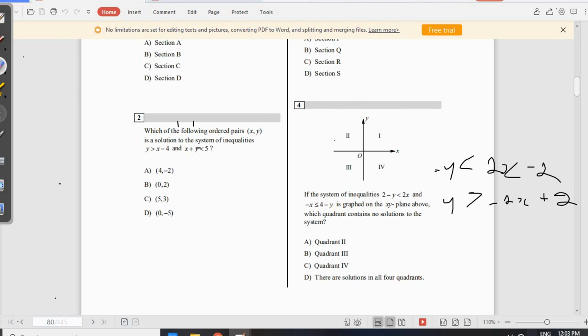This is a negative slope, it will be this way while touching the point. Let's say this point is 2. Okay, so we're just drawing a negative slope this way, and since it's greater than, it's everything up here. Then for the second one, minus x is less than or equal to 4 minus y. Let's rearrange that. Carry minus y to the other side, you have y, carry minus x to the other side, you have is less than or equal to 4 plus x.